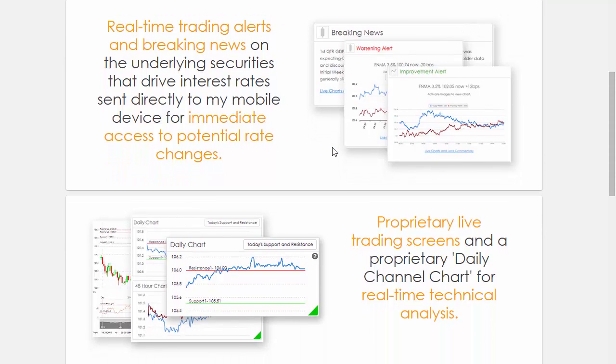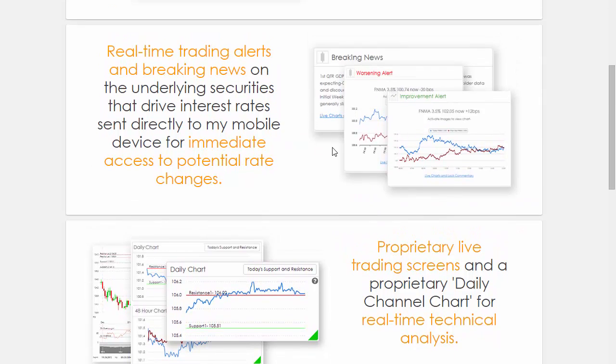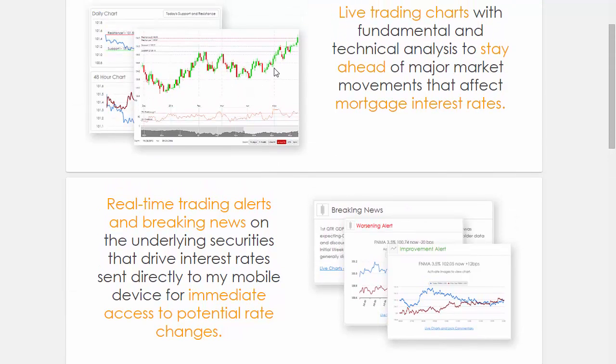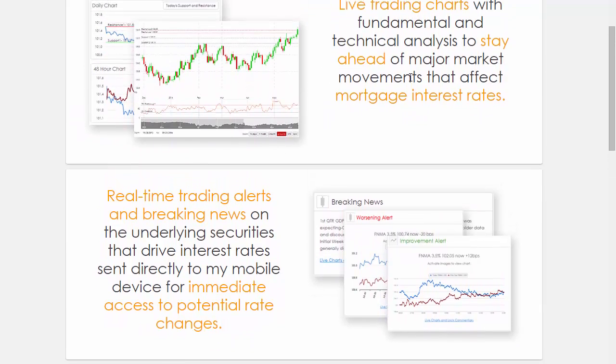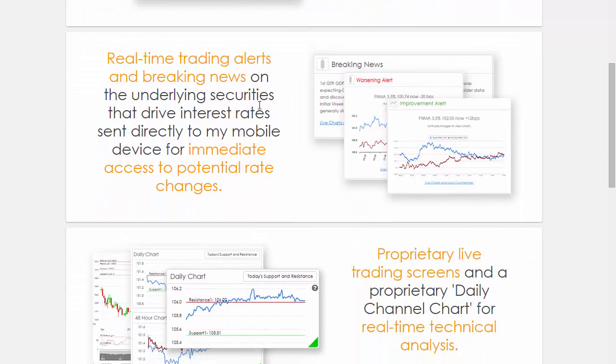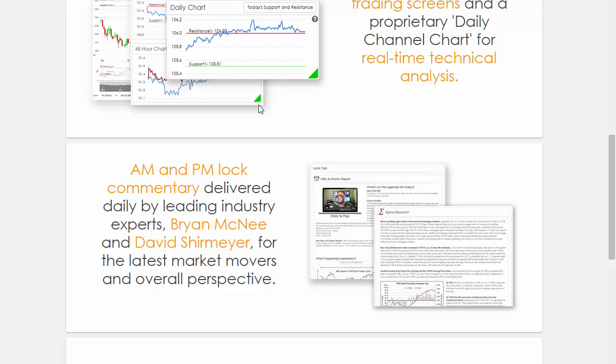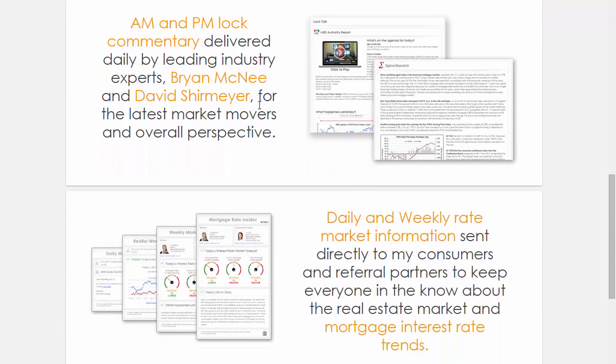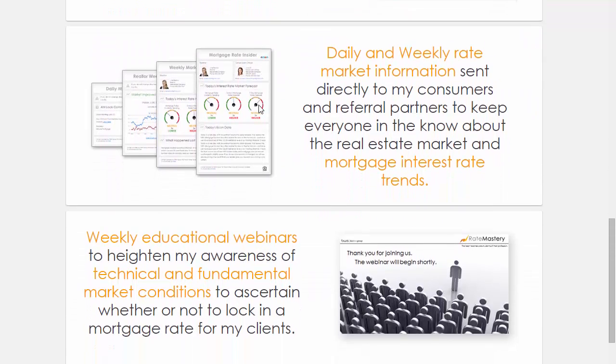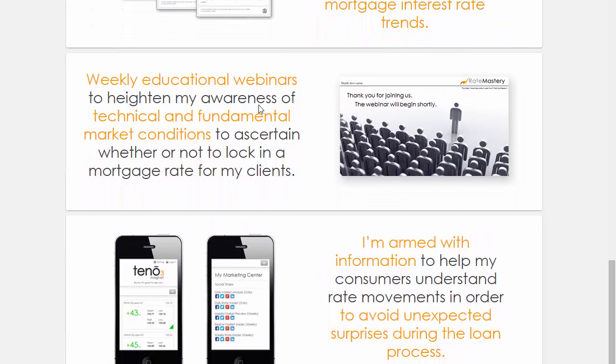This is what makes you different and special from most loan officers out there that don't take their business seriously. You regularly go to your 1003 Magnet page, and you're learning about the market. You're learning about what David Shermeyer and Brian McNee say about what's going on with the market today and why. And you're able to display it and show it to a real estate agent and consumer, and you don't have to do anything.